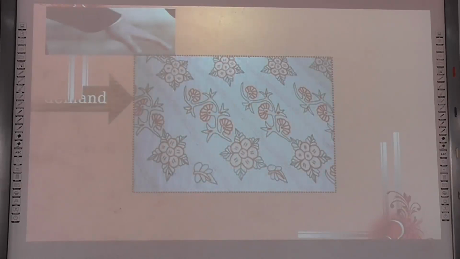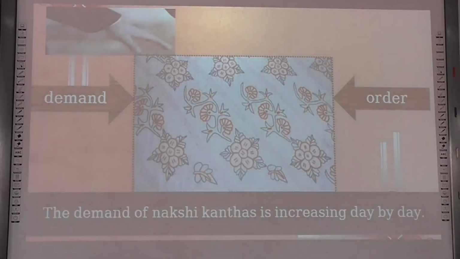Demand, that means chahida. So let's see a synonym. Order. That means chahida. Okay, when you use the word demand in a sentence, the sentence will be like this. The demand of Nakshi Kathas is increasing day by day. Nakshi Kathar chahida din din বৃদ্ধি পাচ্ছে.